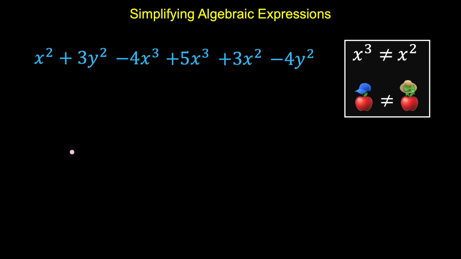And the last example, remember that when we have two variables with different powers, the variables are not equal to each other, and we don't consider them like terms. If you imagine the powers as hats for our variables, it's something like this. Apples with a blue hat are not equal to apples with a green hat. Okay, now let's start simplifying this expression.